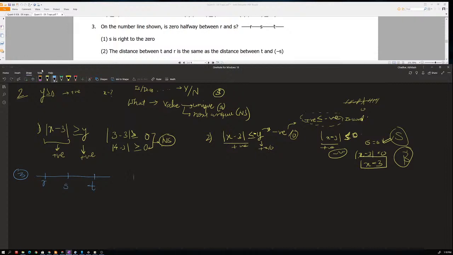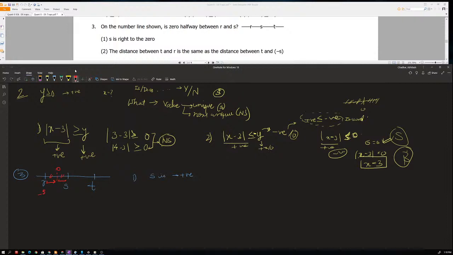Then the condition that is given is S is right of 0. That means S is positive. And let's see whether this condition is sufficient to say that 0 is halfway. That means we want to check whether 0 lies here and R to 0 is equal to 0 to S. If we analyze, it could only happen when R is equal to minus S, right?